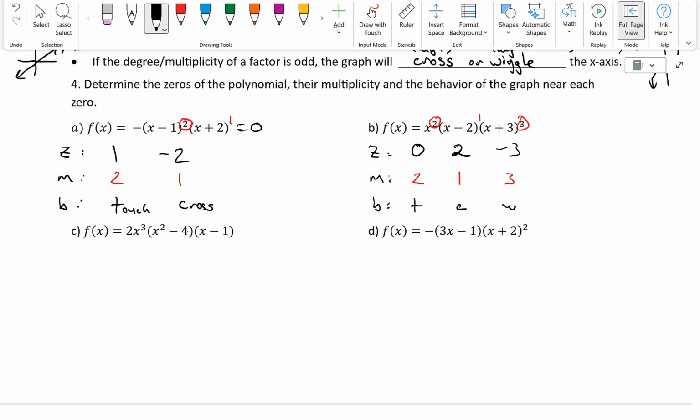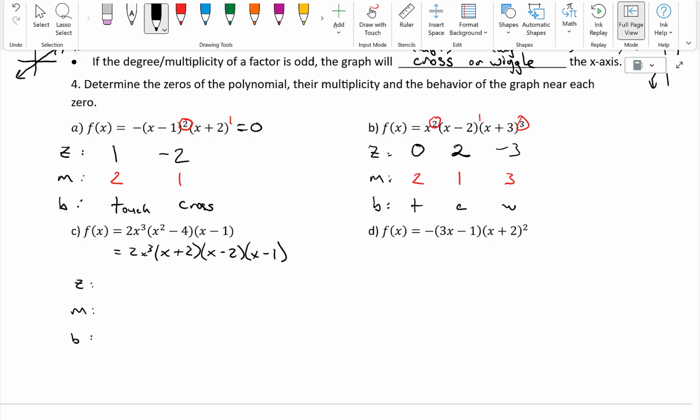For C, we have f of x equals 2x cubed times quantity x squared minus 4 times x minus 1. So I threw one in there just so we can talk about how we need to be factored completely. We need to have those linear factors. This is a difference of squares, so it'll factor into an x plus 2 times an x minus 2. We still have that 2x cubed out front, and then the x minus 1 at the end. Now we can get our zeros, their multiplicities, and the behavior near the x-axis for each.